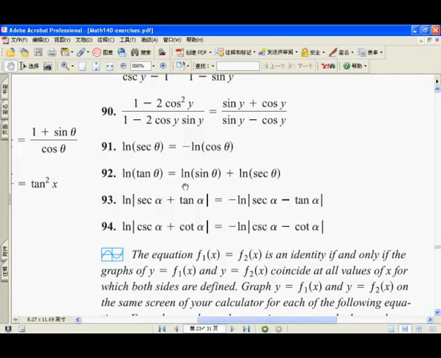So let's look at problem 93. Sometimes if both sides are equally complicated and you don't know which side to begin with, you can always try this method: just use the left side minus the right side and prove this difference is equal to 0. So for problem 93, we will use this method to prove this is an identity.